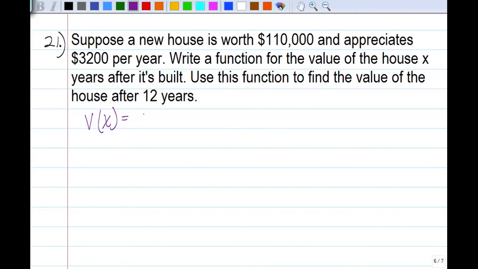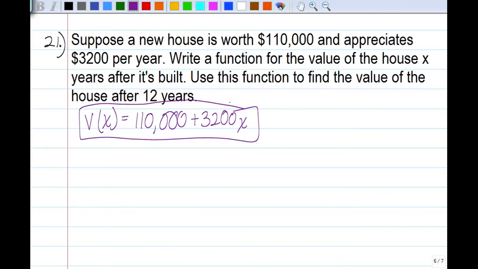So it starts out at $110,000 and then plus $3,200 for every year after it's built. So that's going to be plus 3,200x. All right, so that's my function. And then if I want to know its value after 12 years, I'm just going to plug in 12 for x. So we're going to say x equals 12. So basically v of 12 equals 110,000 plus 3,200 times 12.